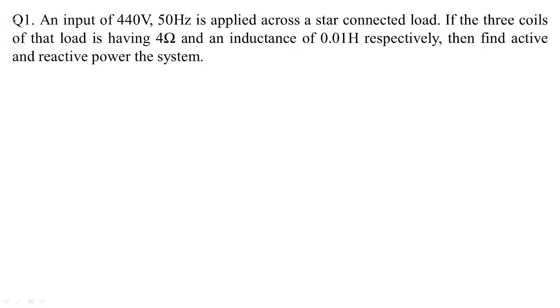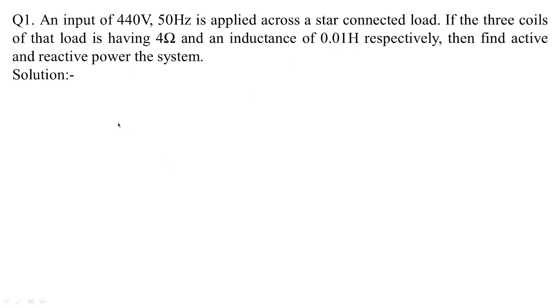So in the first problem, an input of 440 volts, 50 hertz is applied across a star connected load. If the three coils of that load have 4 ohms and an inductance of 0.1 Henry respectively, then find the active and the reactive power of the system. So we are assuming that 4 ohm is in series with 0.01 Henry.